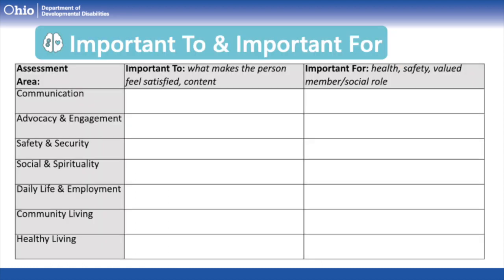The next section is important to and important for. The important to column identifies what a person wants to make them feel content and happy with their life. And the important for column identifies what the person needs to be healthy, safe, and maintain their status as a valued member of society. You will find that many items in these next few sections will be filled in from the information identified through assessment, but there may be some items that will need edited during the planning process. Items that populate from the assessment will be organized by assessment area.